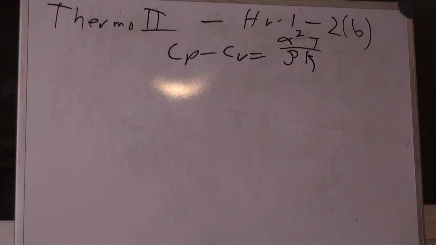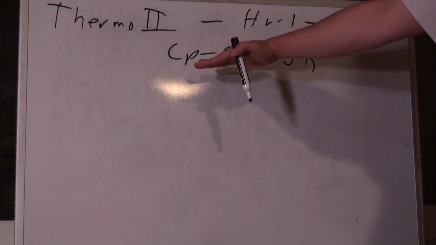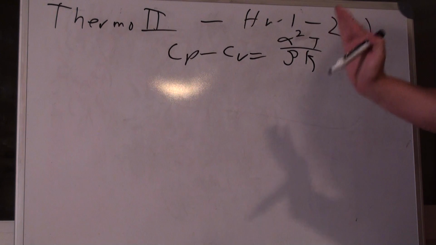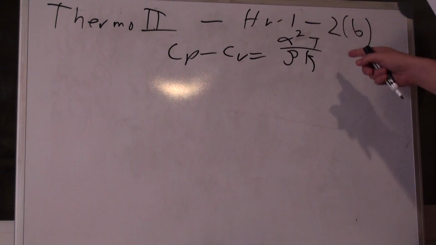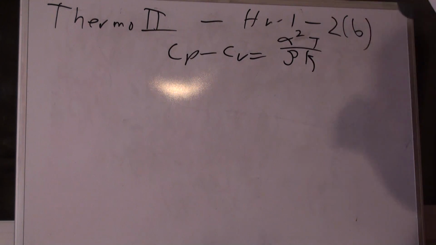Part B states, prove this, or verify this, or show this, that Cp minus Cv is equal to alpha squared times T over rho capital. Okay? So, how do we do that?